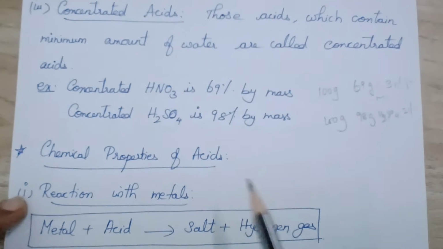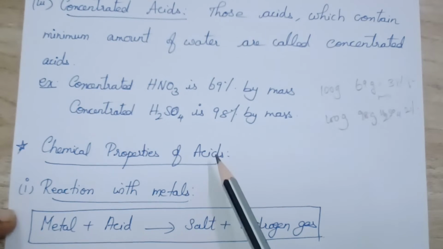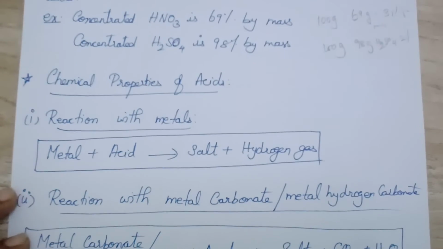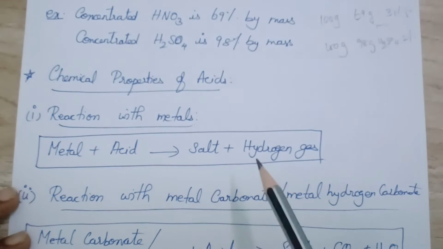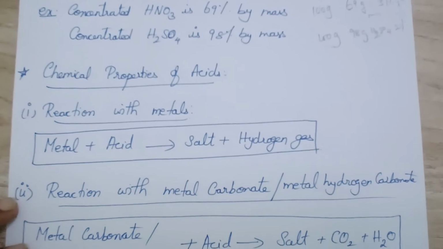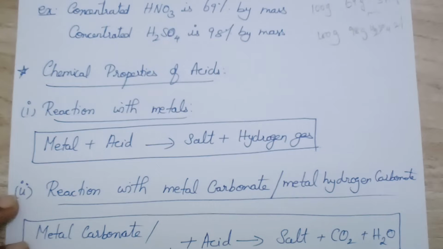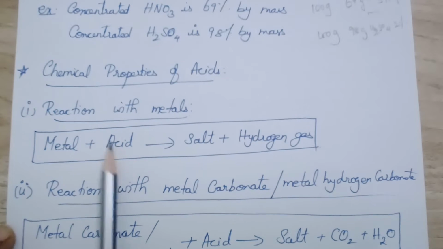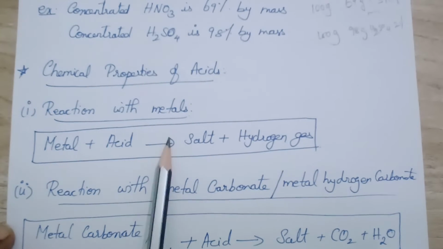Then the chemical properties of acid: how it reacts with other things. Be thorough with this. Once you are thorough with this, we are able to write the chemical equation. What happens when a metal is reacted with acid, what are the products? So, reaction with metals. Whenever acid is reacted with metal, it gives salt plus hydrogen gas.